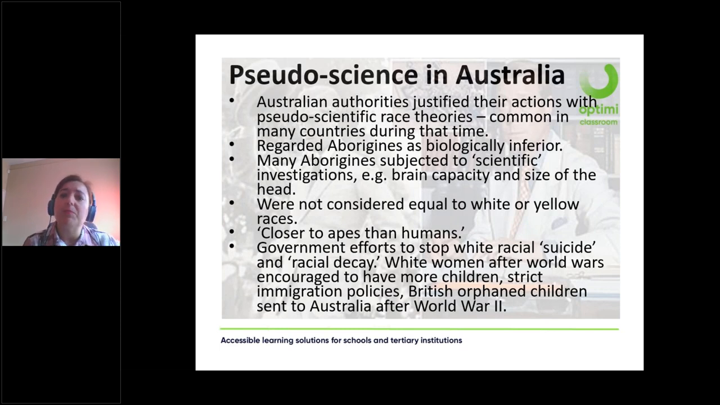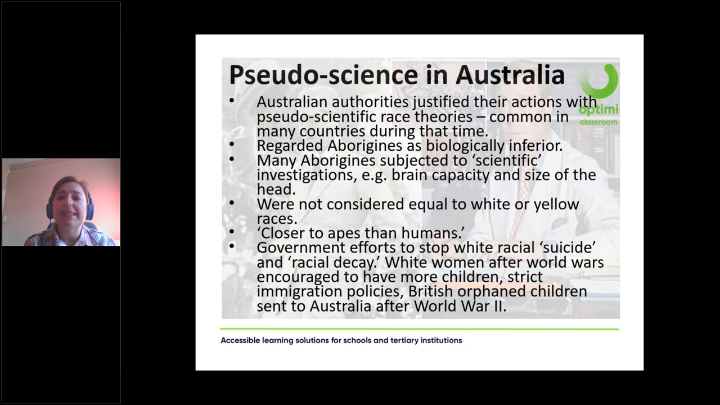Many Aborigines were subjected to scientific investigations. For example, they would do anatomy investigations. They would look at the brain size, the brain capacity. They would look at the size of the head. If you've got a bigger head, you are smarter than other people, and so forth, right? So ridiculous experiments they were doing, even on facial characteristics and so forth, where they would find people as being inferior to themselves.